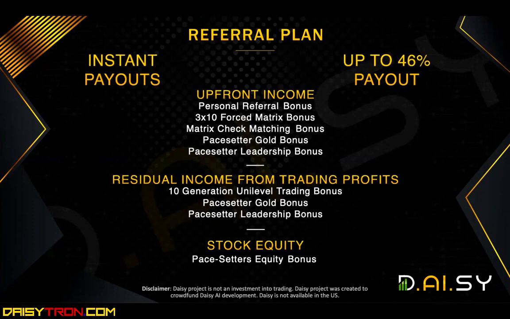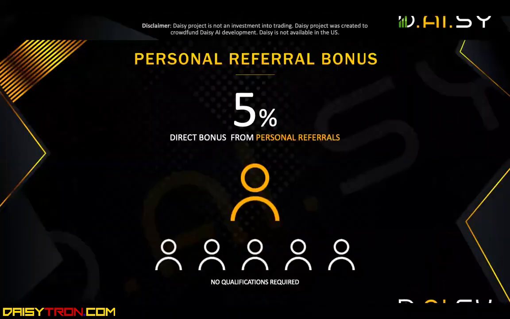There's 5 upfront income: your personal referral bonus, your 3x10 forced matrix bonus, matrix check matching bonus, Pacesetter gold bonus, Pacesetter leadership bonus. But you also have a residual income from trading profits where you can get 10 generation uni-level trading bonus, Pacesetter gold bonus, Pacesetter leadership bonus. And those combined will pay out up to 46% maximum.